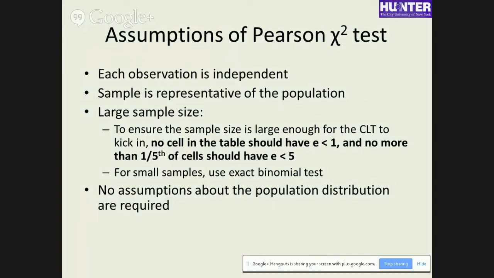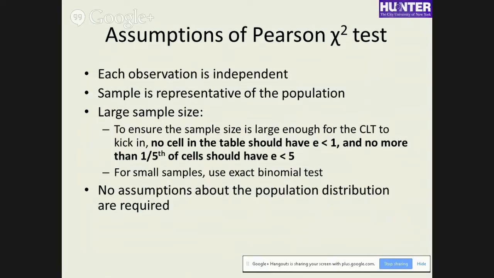We have a few assumptions. Like all of the tests, we assume that the observations are independent, that we have a representative sample of our population. There's an assumption of a large sample size for the chi-square distribution. It is based on an assumption of the chi-square distribution occurs under a large sample size. So here's some rules of thumb. We shouldn't have expected counts of less than 1, and no more than 20% of the cells should have an expected count of less than 5.